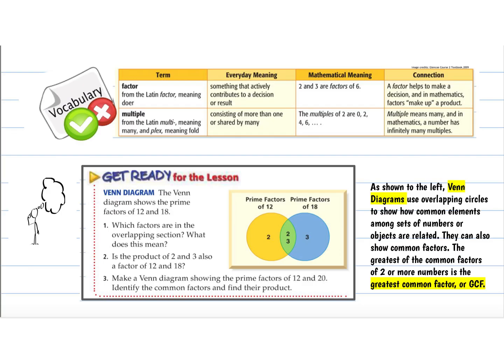So before we talk about greatest common factor, we just want to remember what the word factor means. So if we look here, remember 2 and 3 are factors of 6 because 2 times 3 equals 6.